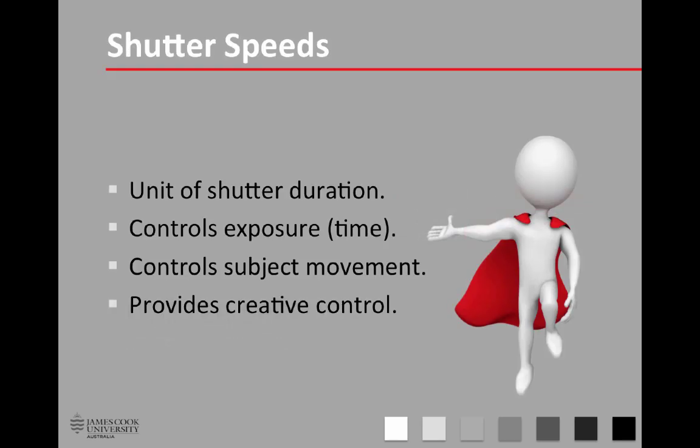So what are shutter speeds? Shutter speeds are a unit of shutter duration or time, which is of course used in camera exposure. However, shutter speeds control another element, that of subject movement. This control over movement allows an extensive creative control and input by the photographer, that is, when you know how to use the visual controls effectively and for creative impact.